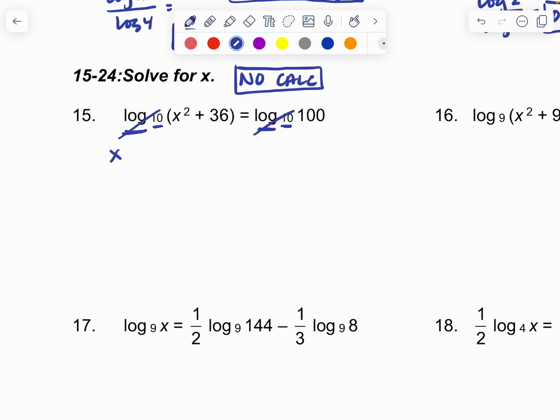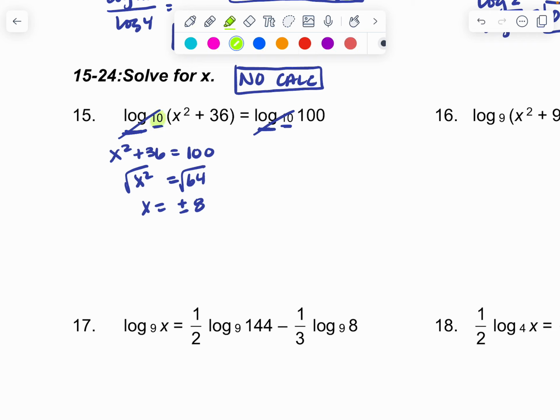So you get x squared plus 36 equals 100. And then it's just a matter of solving the equation. So x squared equals, if I subtract 36, that's 64. And then if I take the square root of both sides, I get x equals plus or minus 8. Now, are they both going to work this time? You guys notice x is not a base anymore.